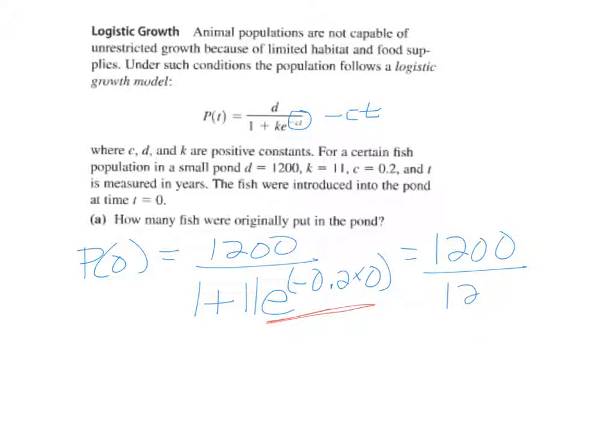And hopefully you can get that 12 into 1200 would be 100. So there would be 100 fish in the pond. Now if you did put all that in your calculator at once, you would want to make sure you put all of the bottom, all the denominator, in its own parentheses so that the calculator knows what's on top and what's on bottom of the fraction.